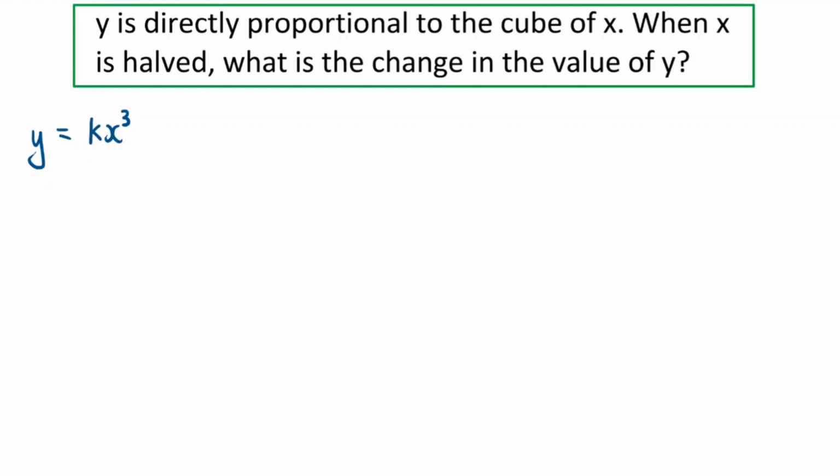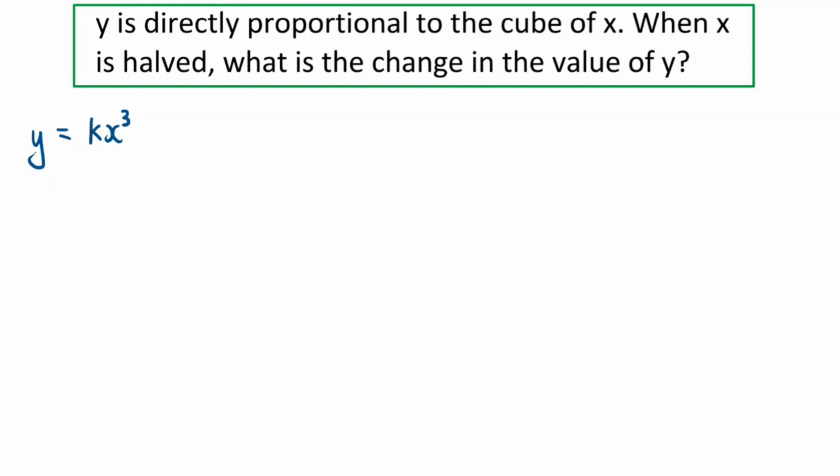In this example, we have a variable y that is directly proportional to the cube of x. And when the value of x is halved, what is the change in the value of y? First, let's try to establish the relation between y and x. We can write it as y equals a constant k times x to the power 3, or x cubed.